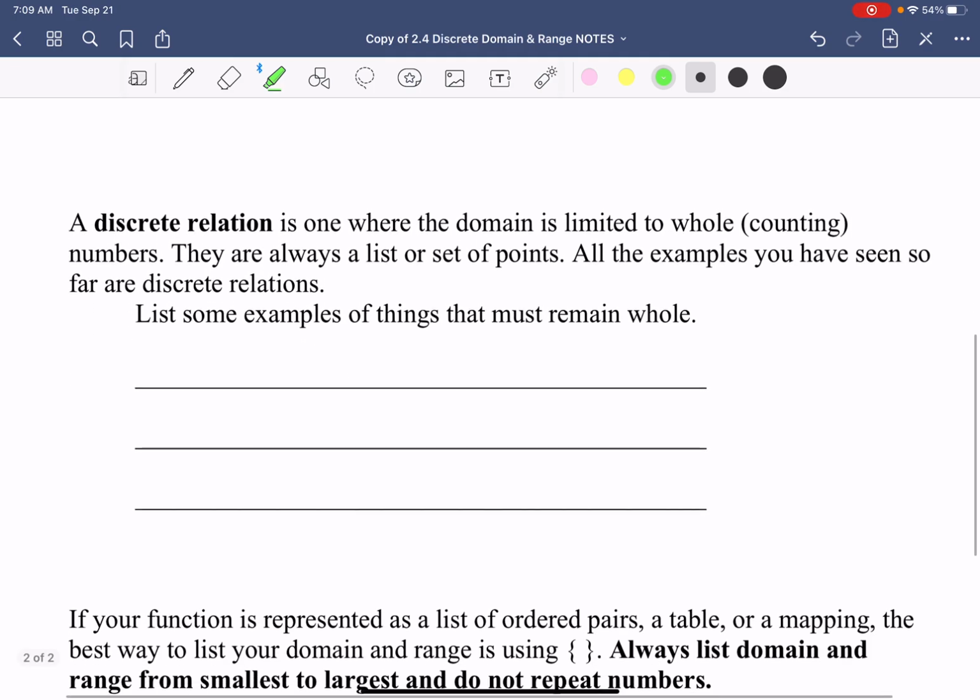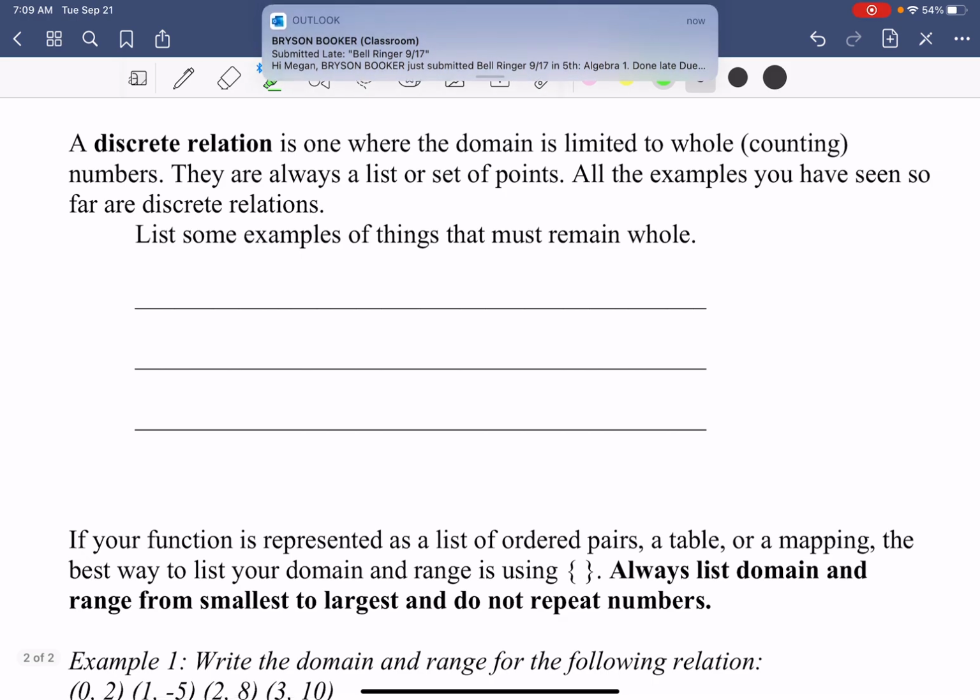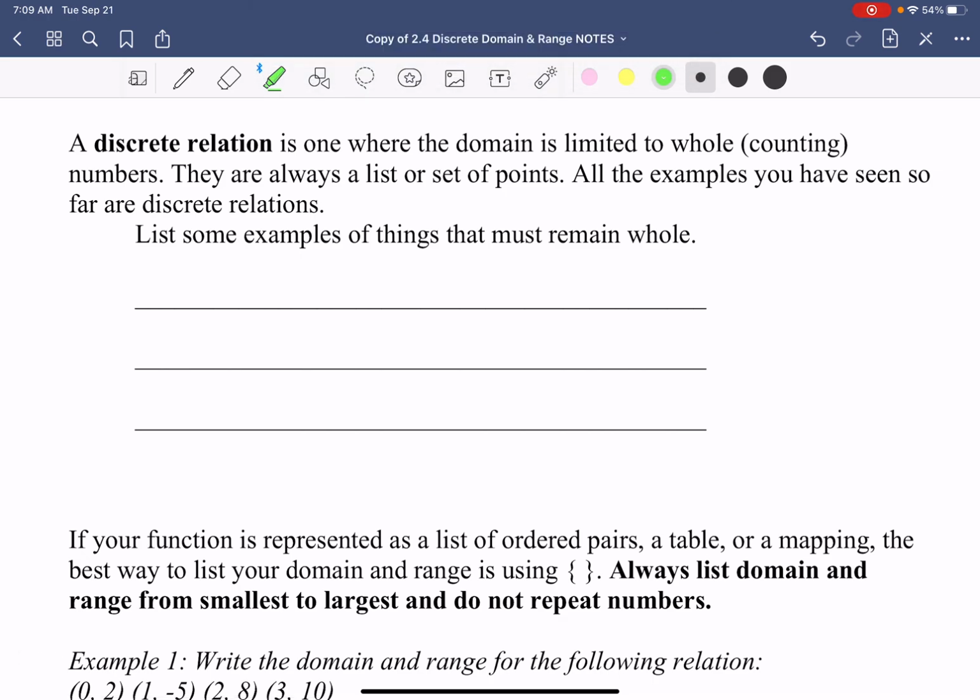All right. Discrete relations are where the domain is limited to whole counting numbers. It's always going to be a list or set of points. All of the examples you have seen so far are discrete: the table, the mapping, the ordered pairs, or the graphs with points on them.